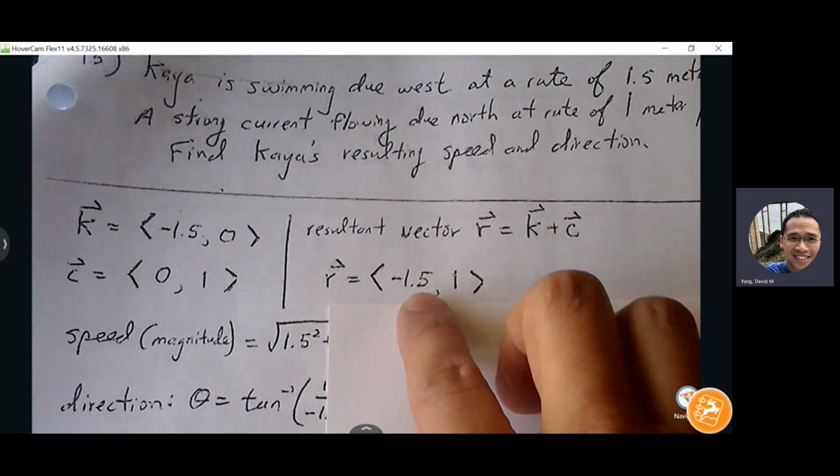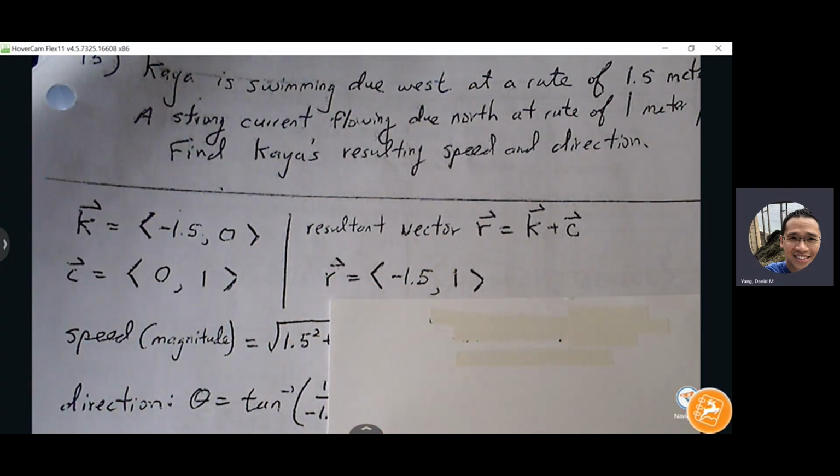Think about this vector here. Which quadrant do you expect that vector to end up pointing in? Second quadrant, right? So you've got to play with 180 to get that theta to be something that you expect it to be.